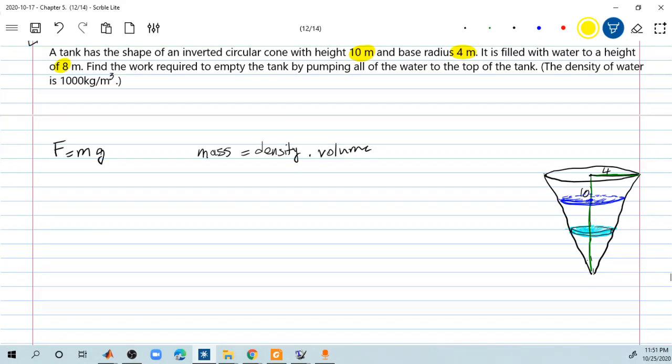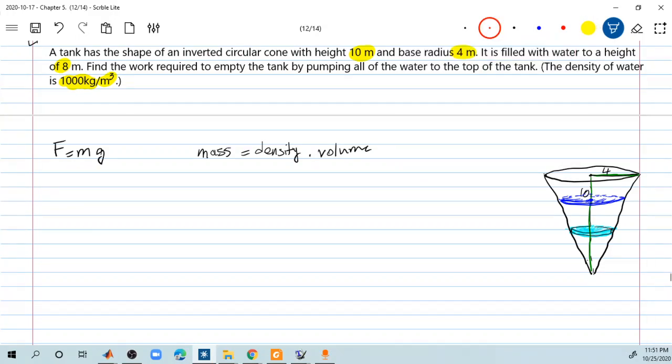Find the work required to empty the tank by pumping all the water from the top of the tank. The density of the water is given as 1000 kilograms per cubic meter. Okay, so there is no change of unit required. Everything is in meter and kilogram, so no change in units.